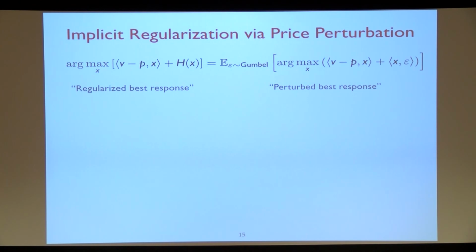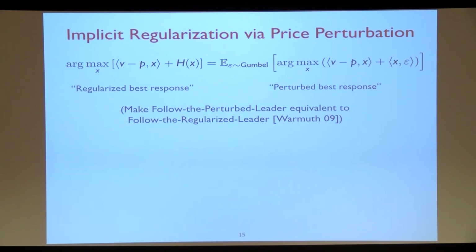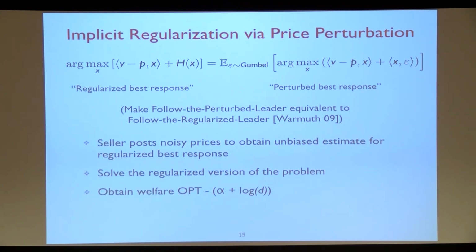If you're familiar with online learning, this is a cute trick to make these two algorithms equivalent, which is follow the perturbed leader and follow the regularized leader. So this is very nice. Basically, we can always set a price and then add noise to each coordinate and then obtain an unbiased estimate for the regularized best response for the regularized version of the problem. And then we can use our main algorithm to solve the regularized version of the problem. And because the entropy term has a small scale, we can always get close to optimality. This is basically a sketch of how we use the main algorithm to solve this very different setting.